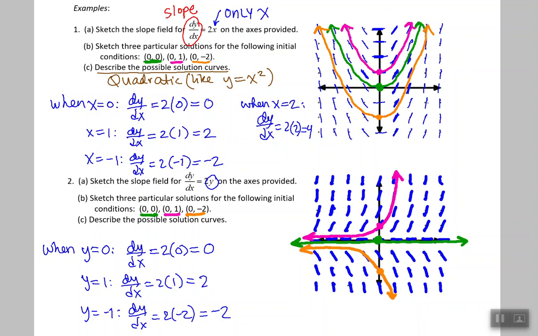So what do these curves look like when we describe the possible solution curves? If we look at the pink one, we can tell a little bit more clearly. These look exponential. So I would describe these possible solution curves as exponential, like y equals e to the x. This one that's in the negative y area would be like y equals e to the negative x.